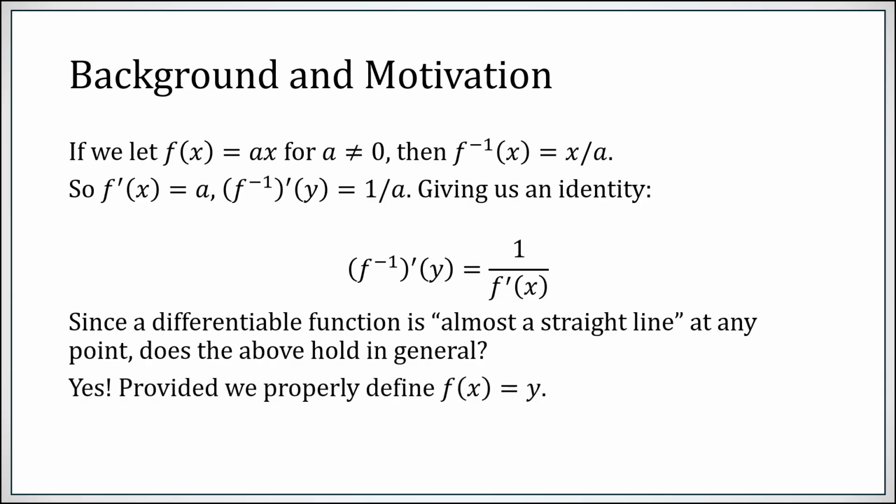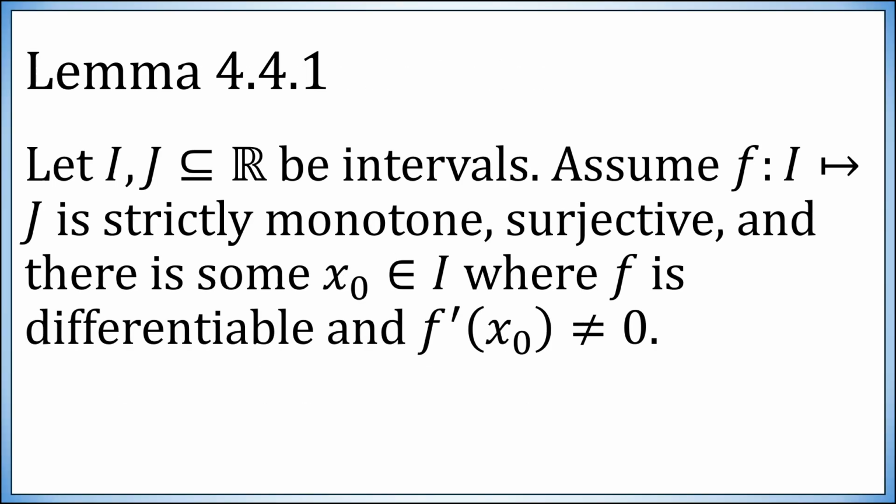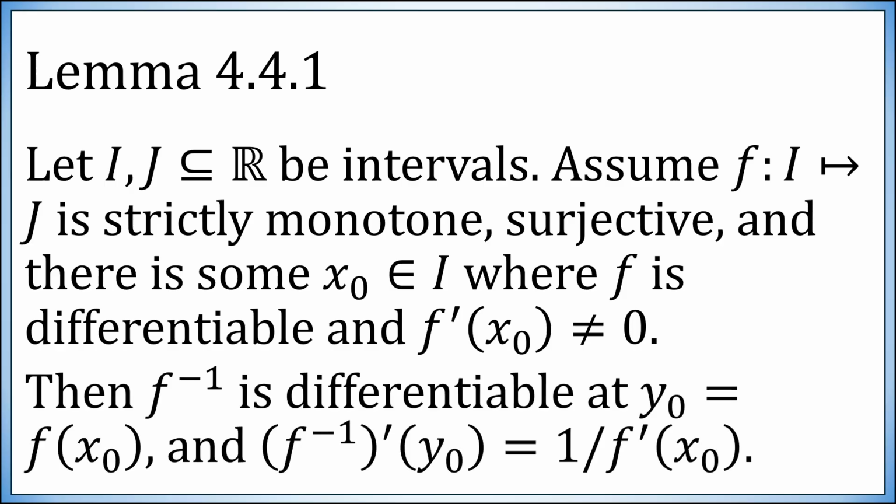Yeah, actually it is, provided we properly define what f of x equals y represents here. So here's a lemma. Suppose I and J are intervals. Suppose f maps I to J and is strictly monotone one way or the other. It's surjective and there is some x naught where f is differentiable and the derivative is non-zero. Then the inverse function is differentiable at y naught, defined to be f of x naught, and the inverse function derivative at y naught is the reciprocal of the derivative of f at x naught.